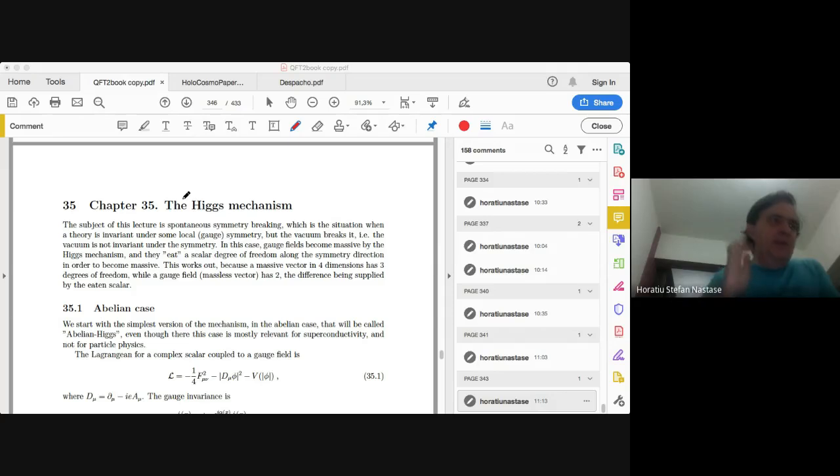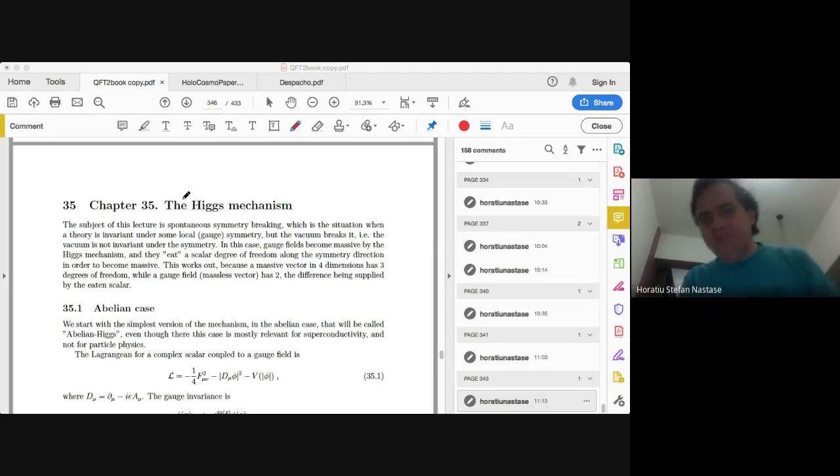And one says, we'll explain what that means, that the gauge fields eat a scalar degree of freedom along the symmetry direction in order to become massive. This works out with degrees of freedom, because in 4 dimensions, a massive vector has 3 degrees of freedom, while the massless one has 2. So it has 1 degree of freedom more, and the scalar has 1 degree of freedom.